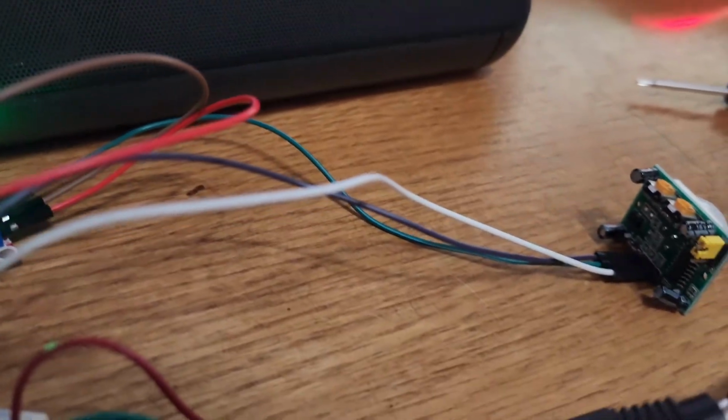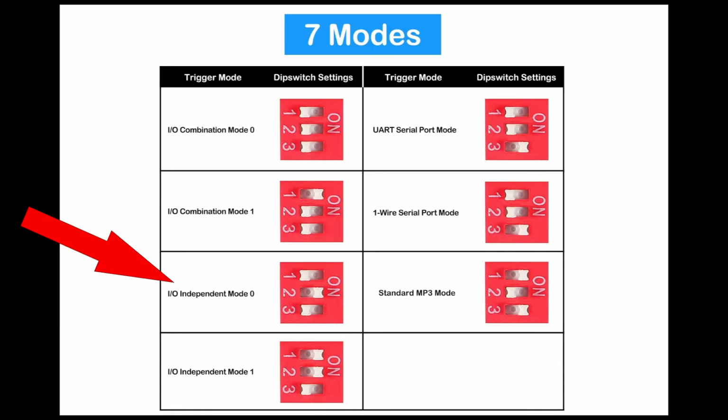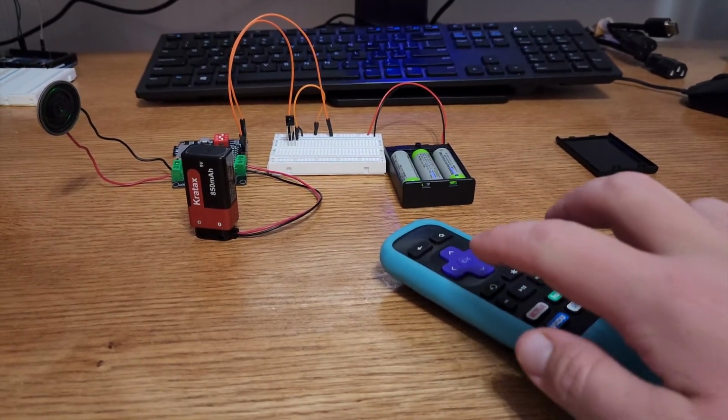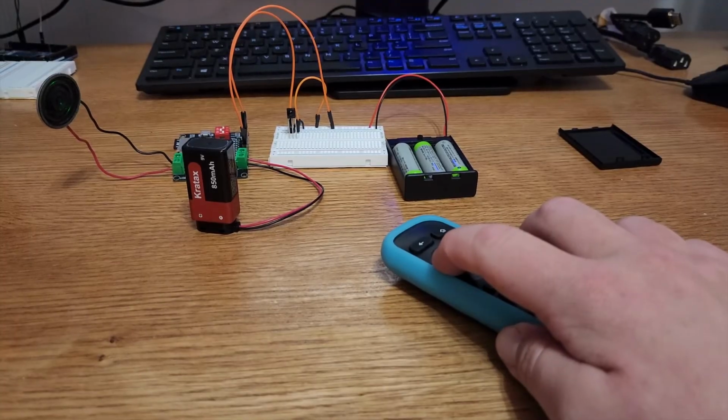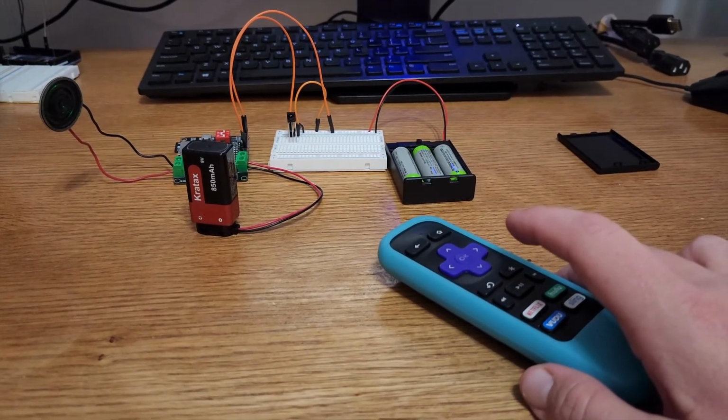For the next setup, we're going to use the TSOP 4838 IR receiver, and I'm going to use this to trigger the songs by using a remote, and we're going to stick with the independent mode zero. This small IR receiver detects IR signals modulated at 38 kHz, which is the standard frequency for most IR remote controls. It's widely used in TV remotes, audio systems, and other remotes you may have around your house.